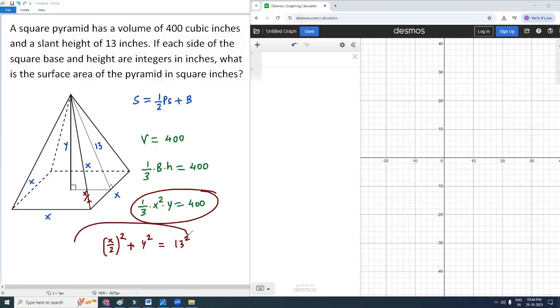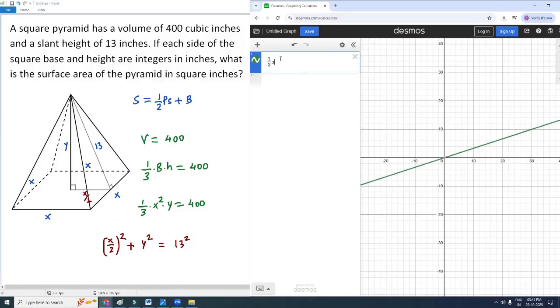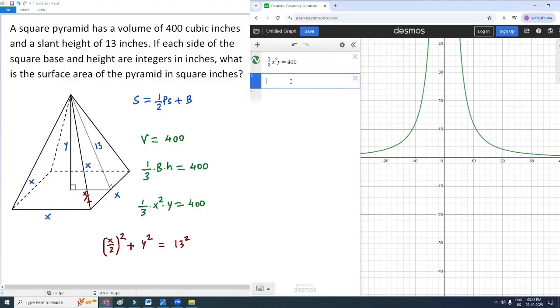Now we have two equations in terms of x and y. We can use Desmos to solve for x, which gives the length of each side of the square base. Let me input the first equation in Desmos: 1 over 3 times x squared times y equals 400. Now let me input the second equation: x divided by 2, the whole squared, plus y squared equals 13 squared.